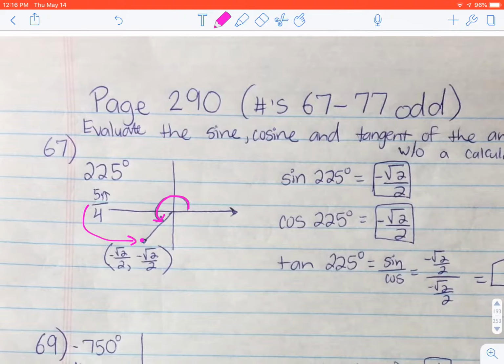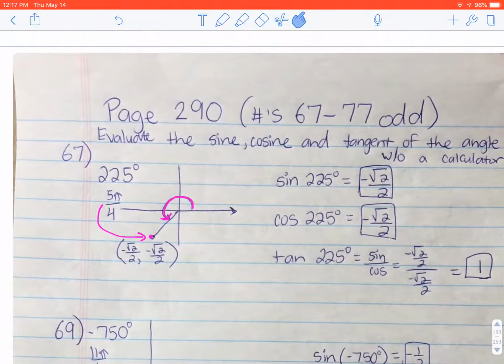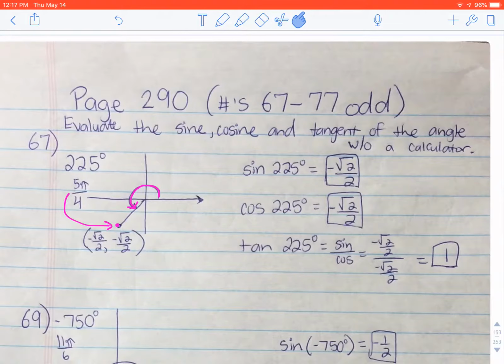So your sine of 225 degrees is negative square root 2 over 2. Your cosine of 225 degrees is negative square root 2 over 2. And then your tangent of 225 degrees is always our sine over cosine. So negative square root 2 over 2 over negative square root 2 over 2, which is 1.